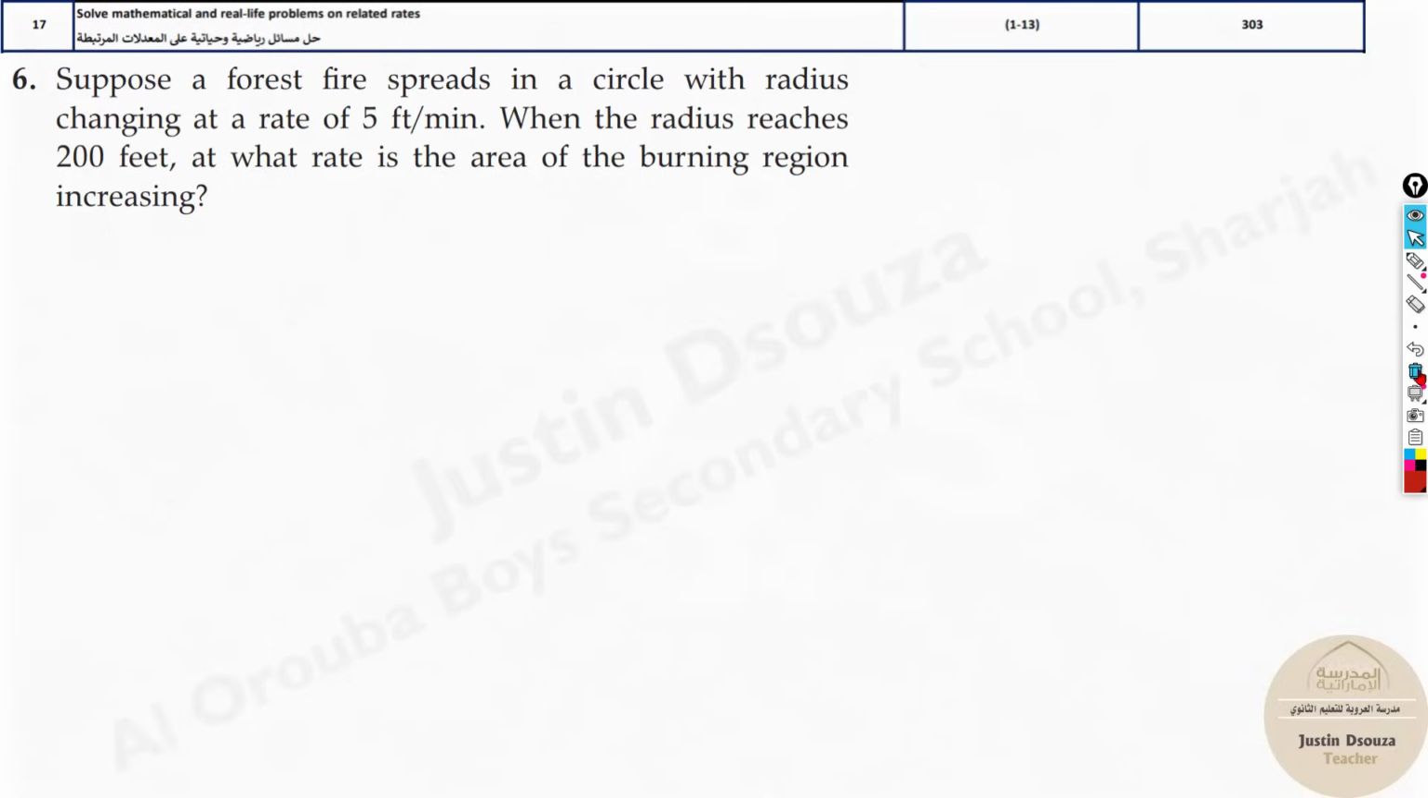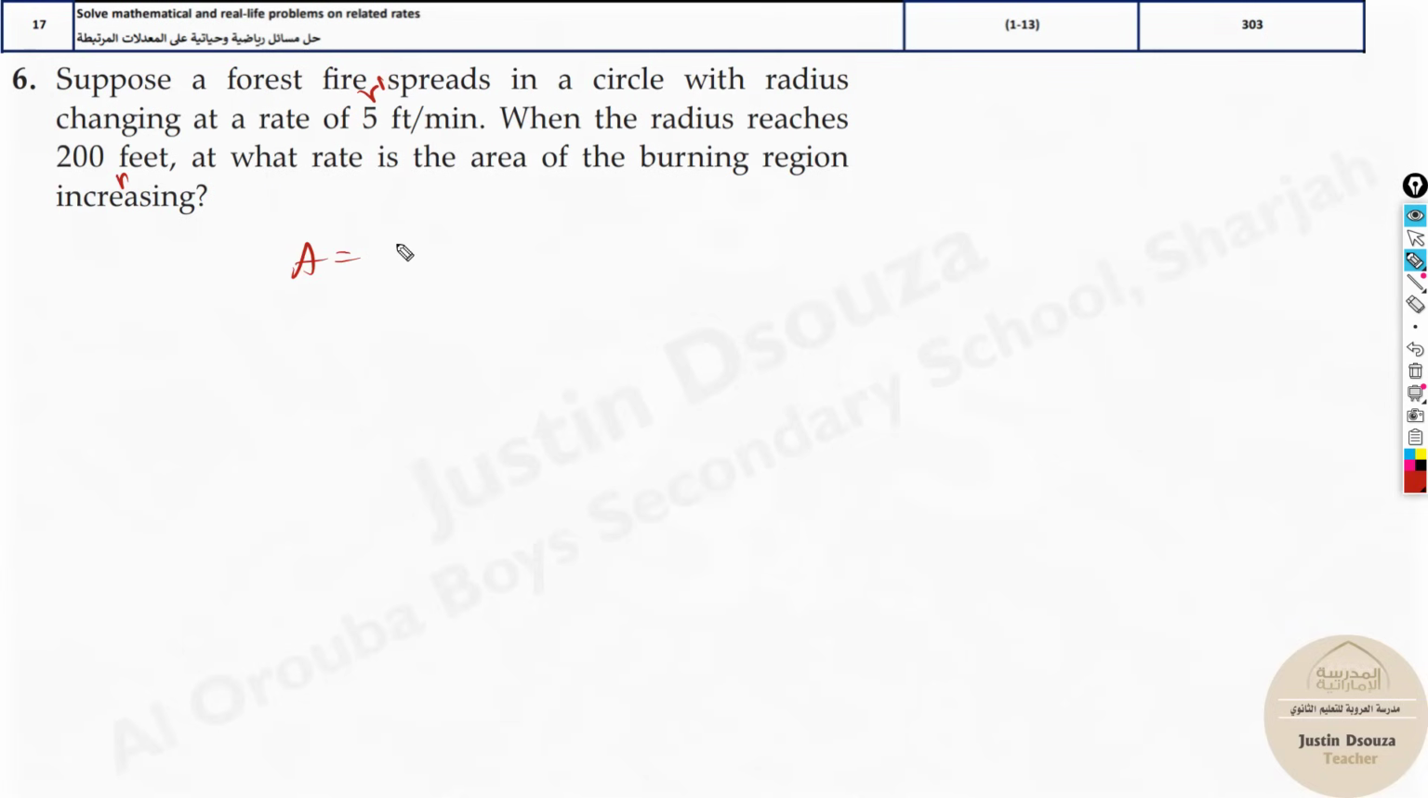Now we go to the sixth one. Again, another easy problem. I highly request you all to solve this by yourselves. This is very simple. I'll just solve it over here because there's nothing much here. The forest fire is spreading in a circle with radius changing at the rate of 5 feet per minute. r dash is given, and the radius r is given. We need to find the rate at which the area of the burning region is increasing.